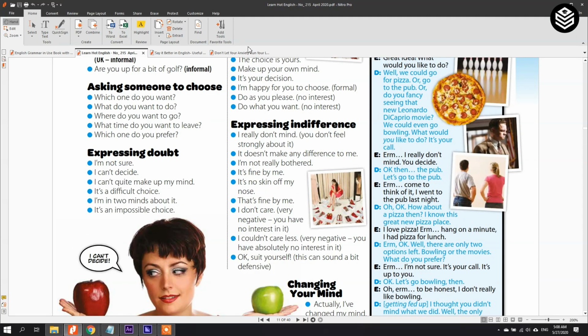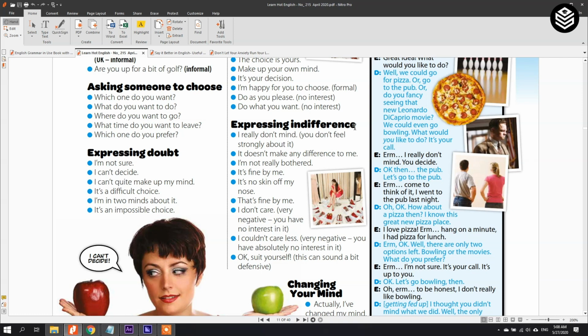Let's see, expressing indifference. Indifference means something is decided, but there is a question. So, I really don't mind. You don't feel strongly about it. It means, okay, I really don't mind.